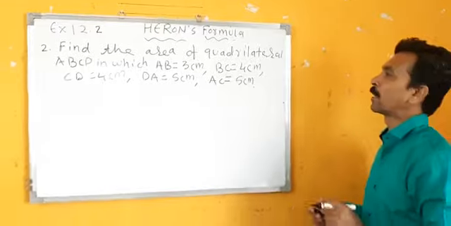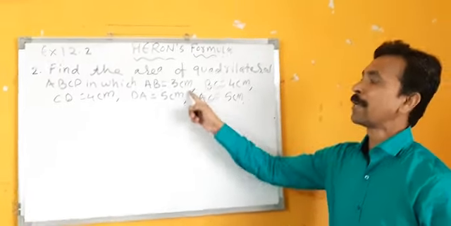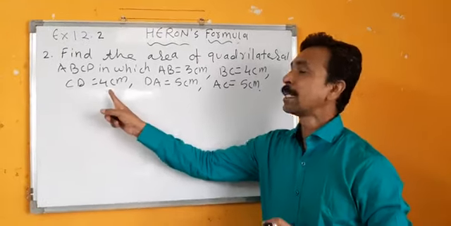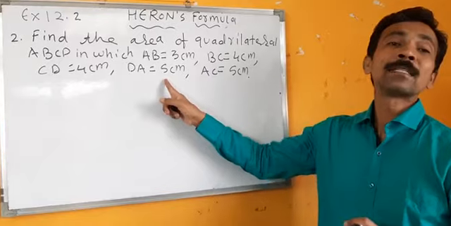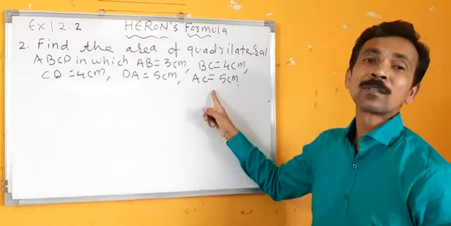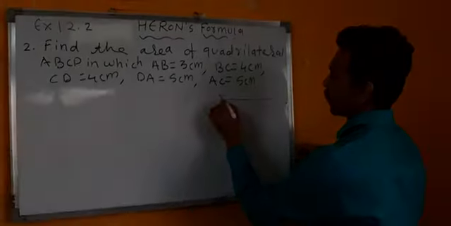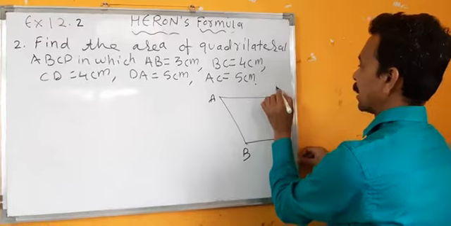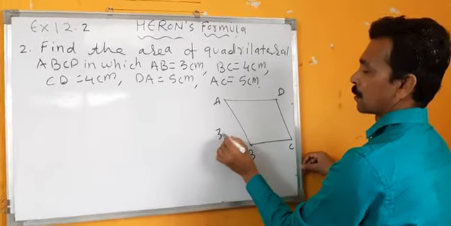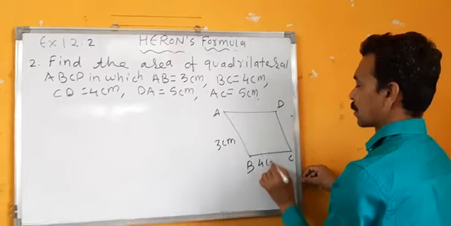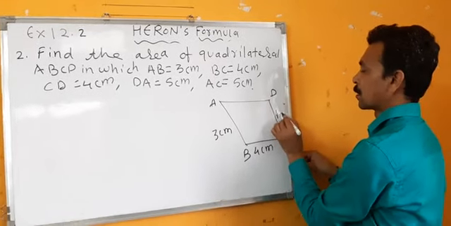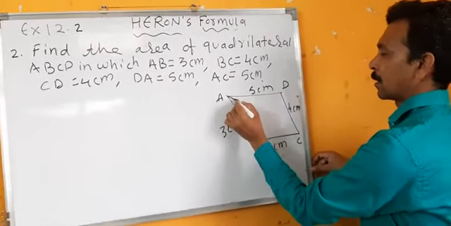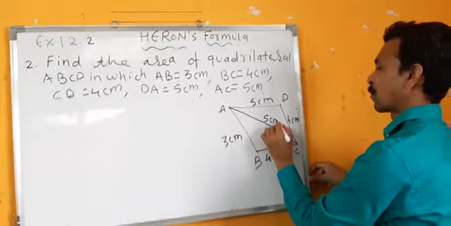Second sum, find the area of quadrilateral ABCD in which AB is equal to 3 cm, BC is equal to 4 cm, CD is equal to 4 cm, DA is equal to 5 cm, AC is equal to 5 cm. First we will draw the figure. Figure is very important. This is A, B, C, D. AB is 3 cm. BC is 4 cm. CD is 4 cm. AD is 5 cm. And AC is 5 cm.